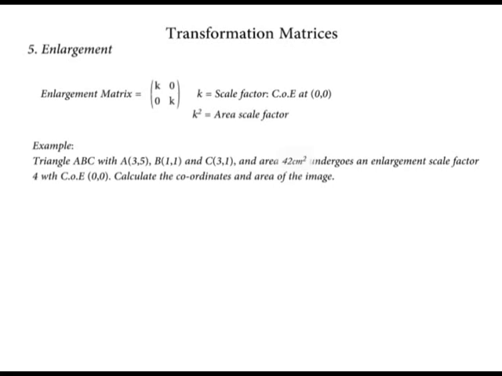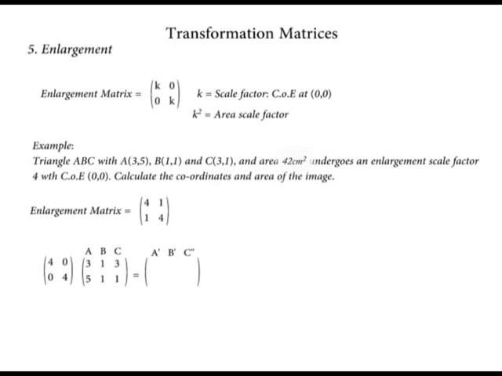So the enlargement matrix will be [4, 0; 0, 4]. And then we write the coordinates of the 3 vertices as a 2 by 3 matrix. We then multiply by the enlargement matrix. If we do that, A prime will have coordinates (12, 20), B prime (4, 4), and C prime (12, 4). Area scale factor will be equal to 4 squared, giving us 16. And so the area of the image will be 16 times 4, giving us 64 square units.